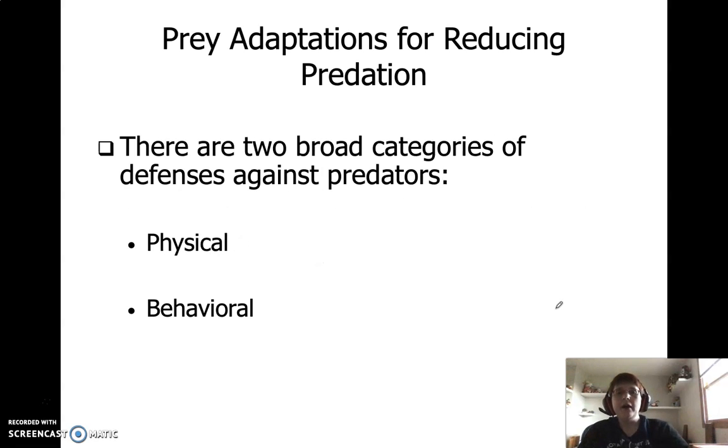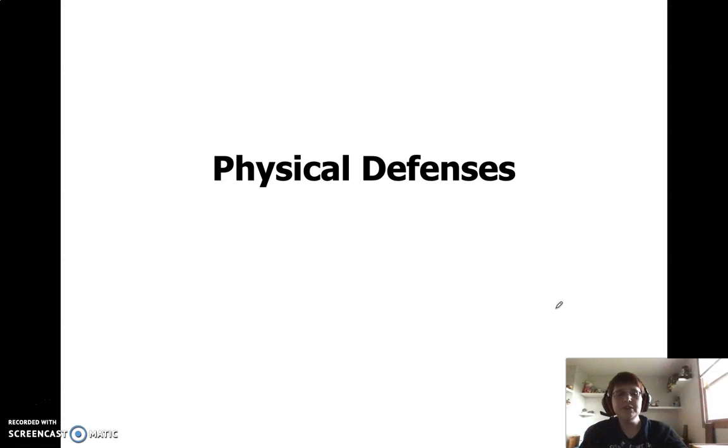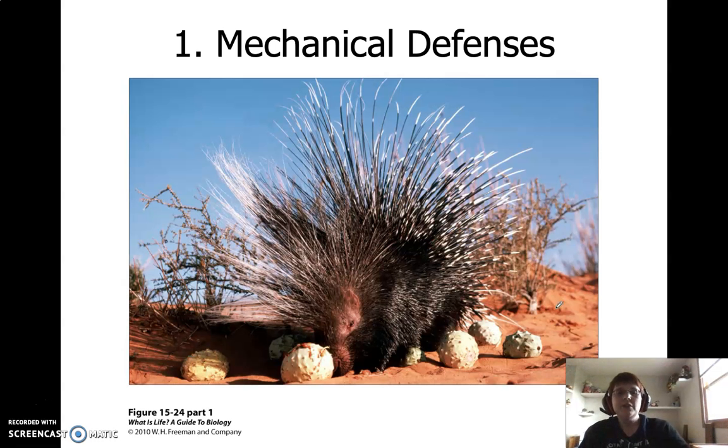So these prey adaptations to keep you from getting eaten basically fall into two big categories, either physical defense or behavioral defense. And so we're going to look at examples out of each of these groups. So physical defenses first. So you can have a mechanical defense, and this is true whether you're an animal or a plant, although we're mainly going to be looking at animals here.